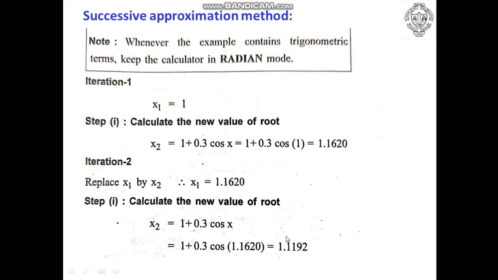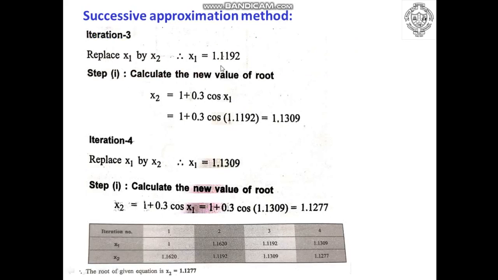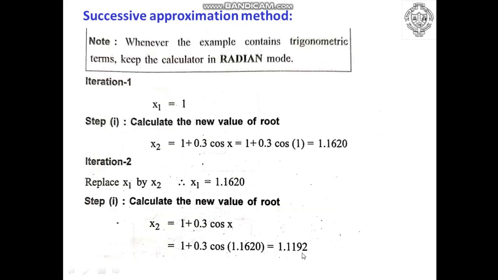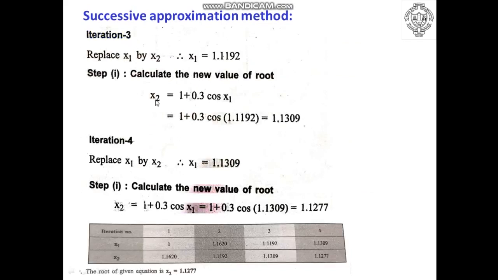Fine. So now again I will replace my x1 with x2 for the third iteration. So now my x1 becomes 1.1192, which is nothing but x2 in the previous iteration. Similarly, I will find the next value of the root as x2 = 1 + 0.3 cos x1. I will put the value of x1 here, so 1 + 0.3 cos 1.1192 gives the answer 1.1309.